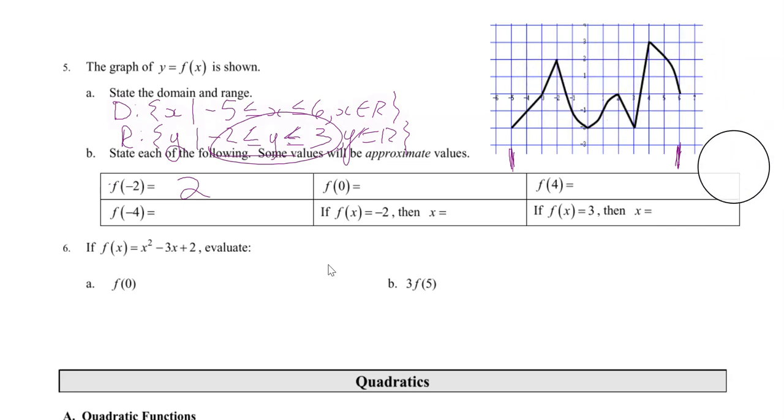What is f of -4? -1. What is f of 0? -2.